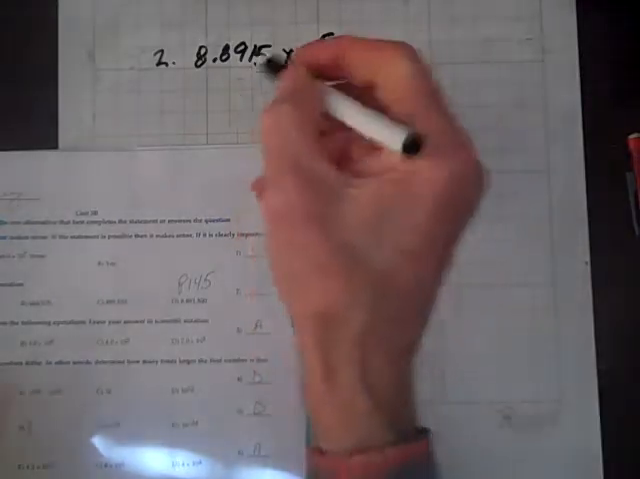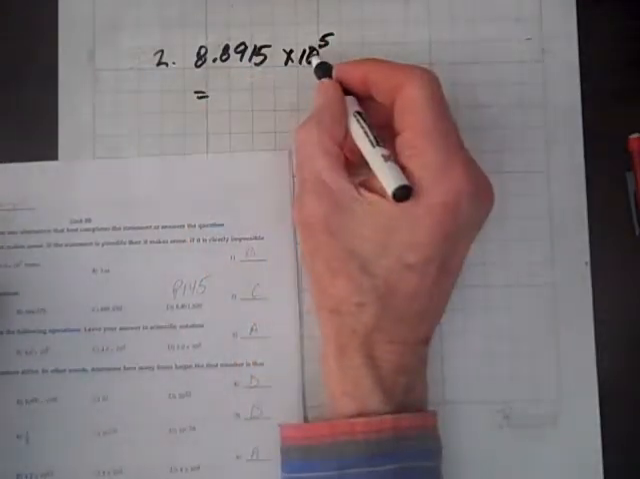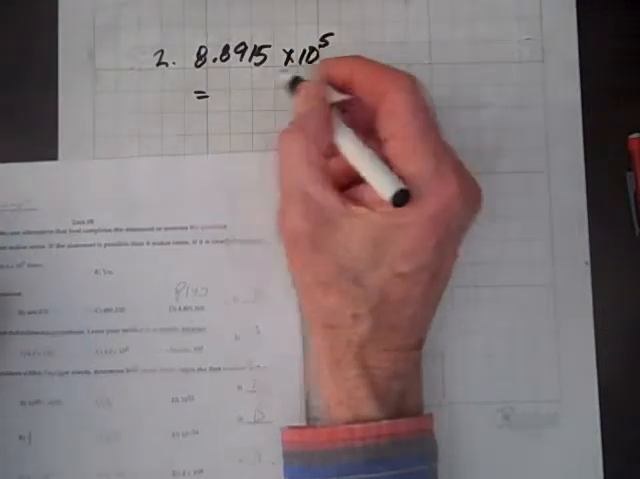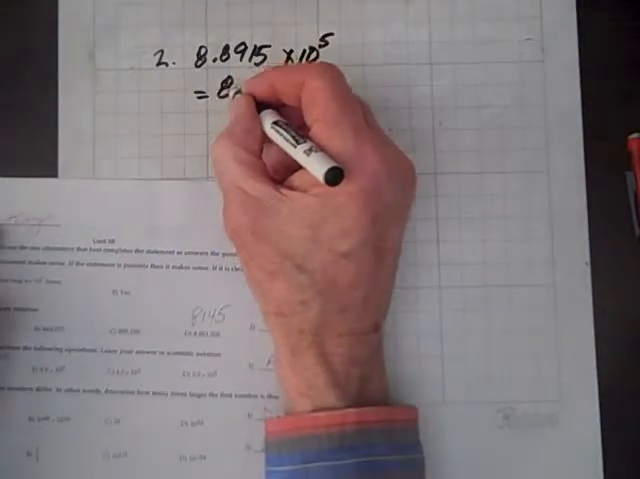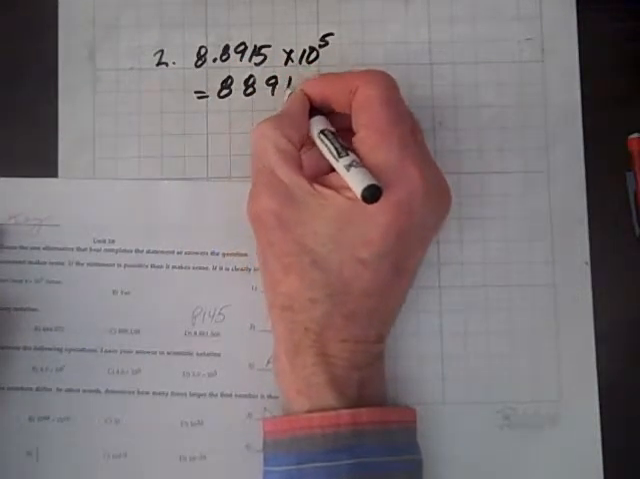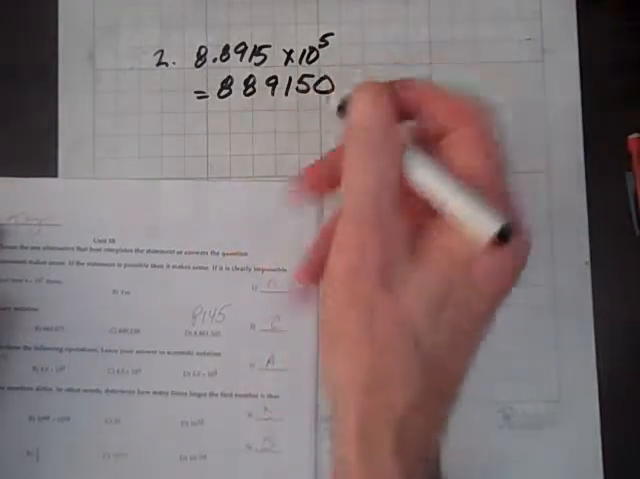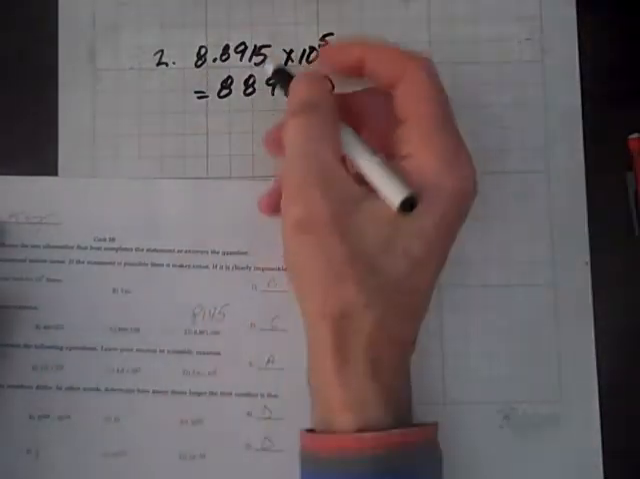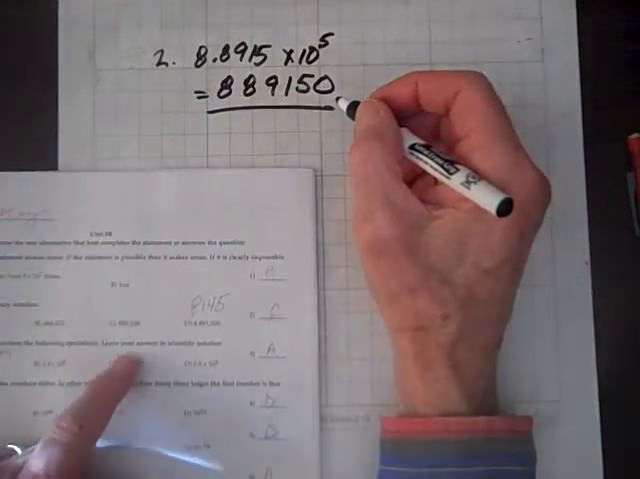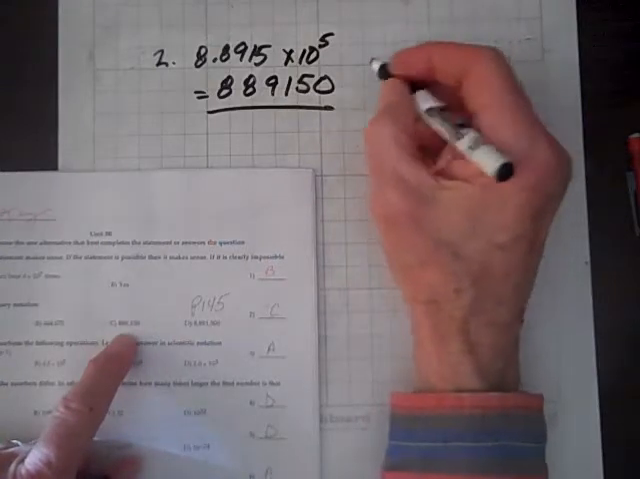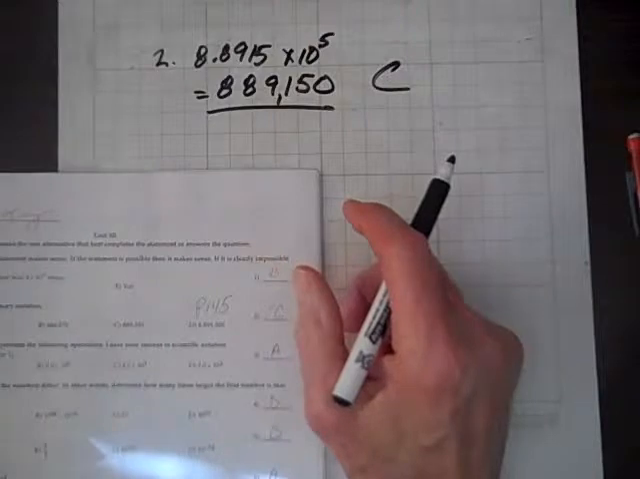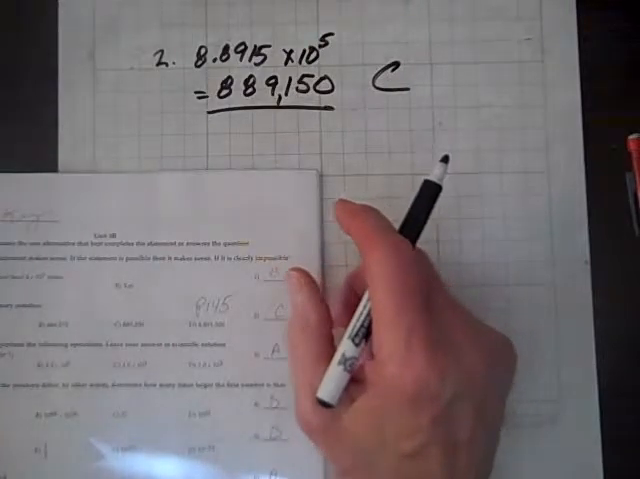And let's see. So this is going to equal, now this says move that decimal place over 5 times to the right. So moving it 1, 2, 3, 4, and we'll need a 0 here to move it 5 places to the right. And there's our number. And what is that? That is C, yes. Okay, for number 3, another scientific notation problem.